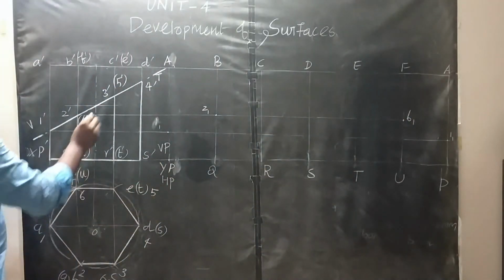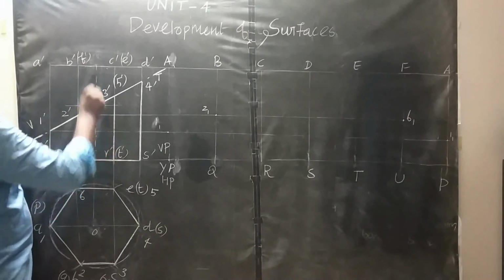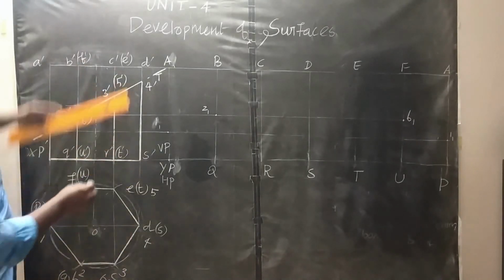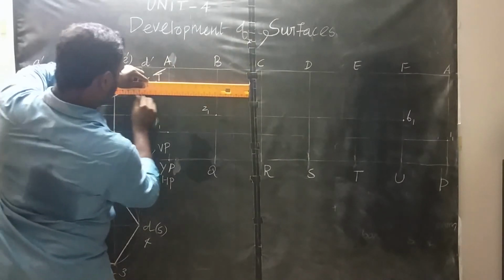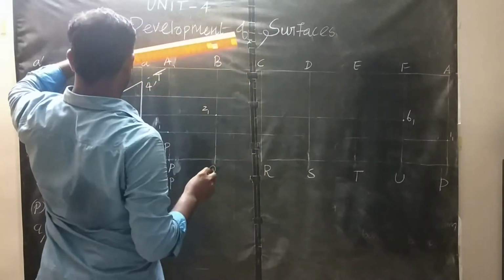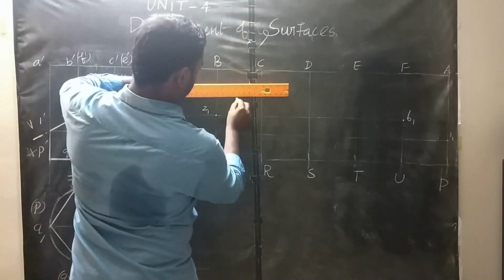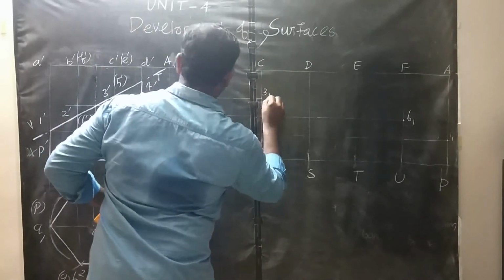Then see here point number 3 dash located on R dash and C dash lateral edge. So project 3 dash up to RC. Okay, RC. So this is our third point, 3 suffix 1.